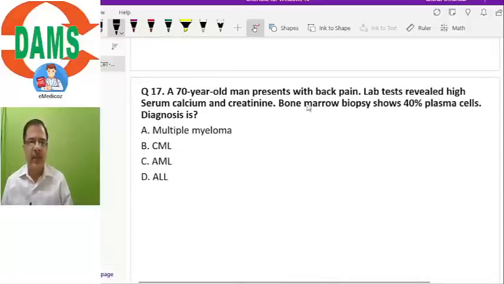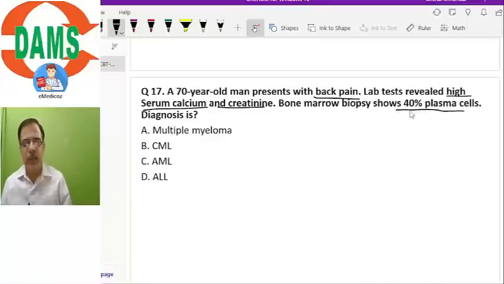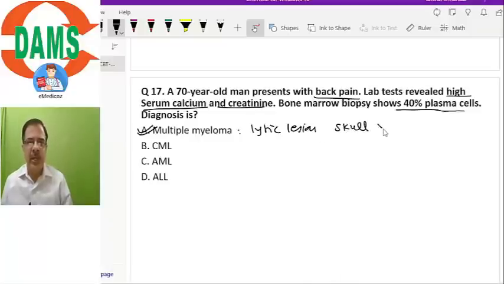Question 17. A patient presents with back pain. Lab tests revealed a very high serum calcium, and creatinine is high, and 40% plasma cells are seen in the bone marrow. So this is a classical case of multiple myeloma, and you might get lytic lesions on a skull X-ray, typical, which is given to you as a skull X-ray for multiple myeloma.